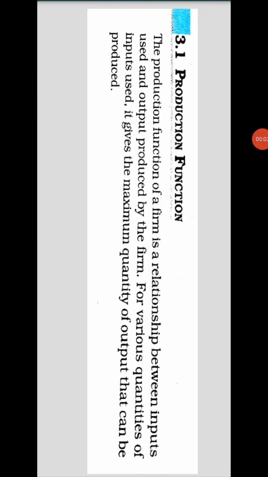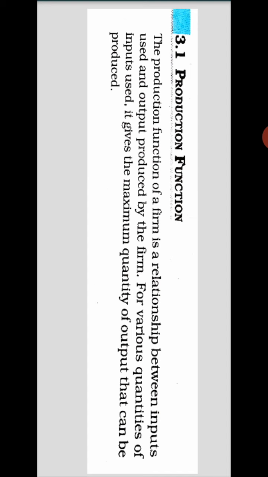Good morning, students. Today we are going to study the concept called production function. The production function of a firm is a relationship between the input used and the output produced by a firm. We are studying the relationship between the input used and how output is produced by a firm. It can be a firm, a farmer, or an individual person. By using the input, how they are going to produce the output.